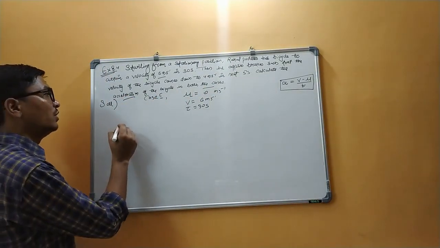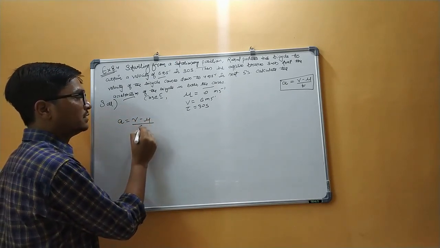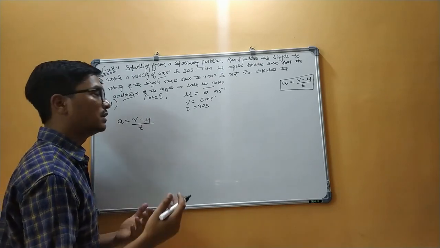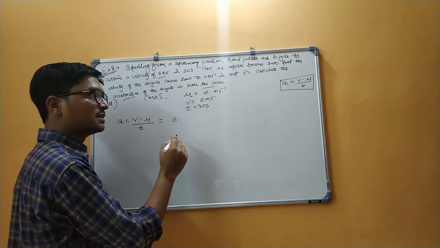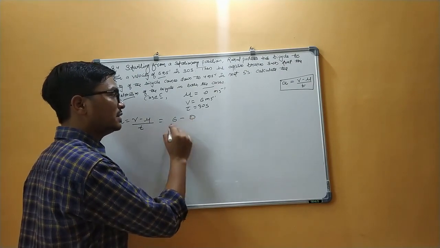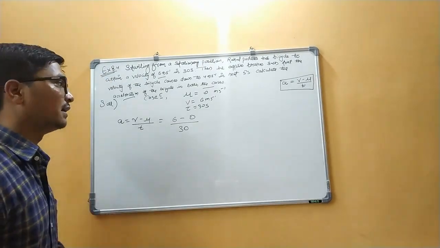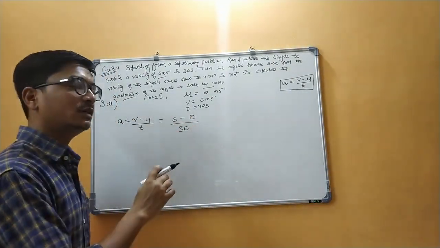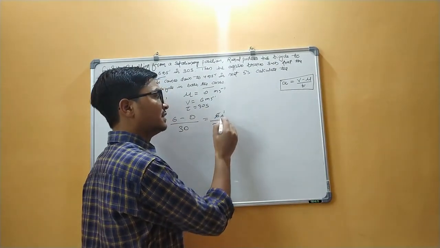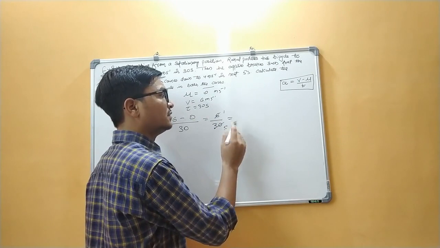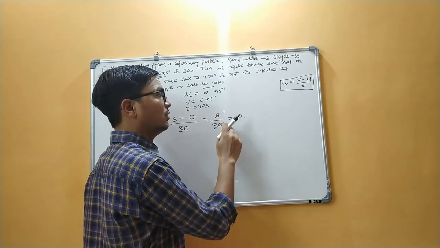What is the formula for acceleration? It is v minus u, that is, final velocity minus initial velocity, upon time. Our final velocity is 6 meters per second and our initial velocity is 0 meters per second, in 30 seconds. So 6 minus 0 is 6 upon 30. 6 ones are 6, 6 fives are 30. So what is the value? It comes to 0.2, since 5 twos are 10.